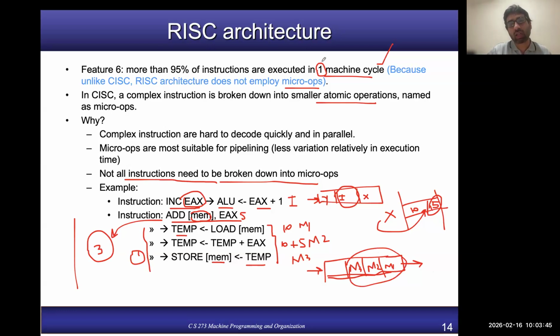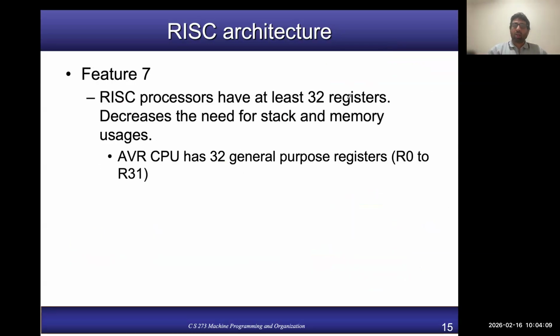That's why in CISC architecture, execution of the instruction is slower as compared to execution of the instructions in RISC, because most of the instructions in RISC are already in the atomic form. They are simple. Okay. Any questions?